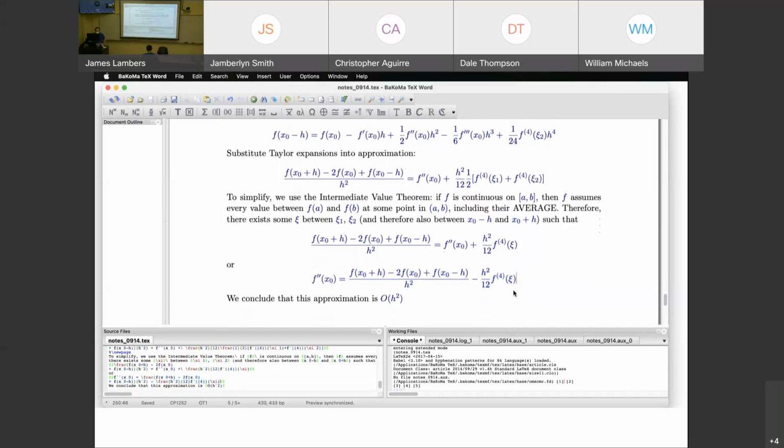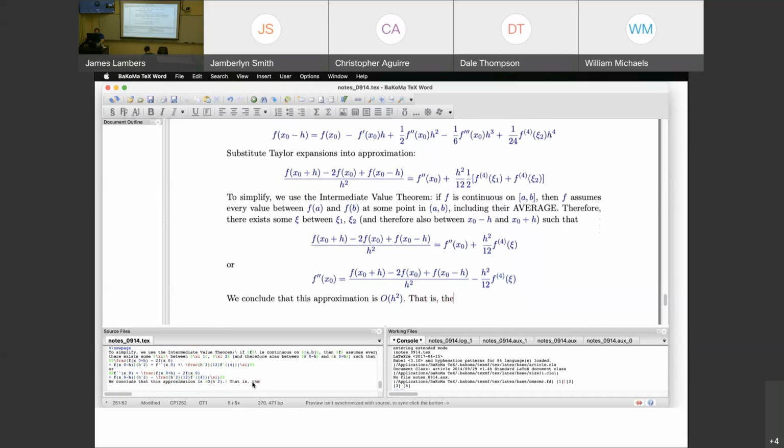So this approximation, and I'll write this down, is known as the center difference, is said to be second order accurate.